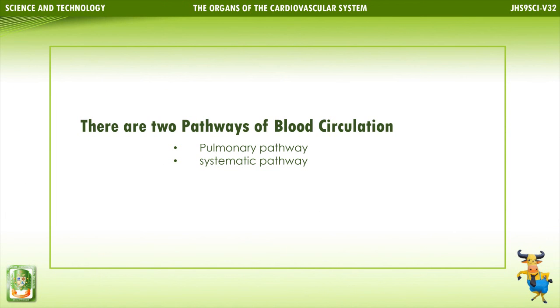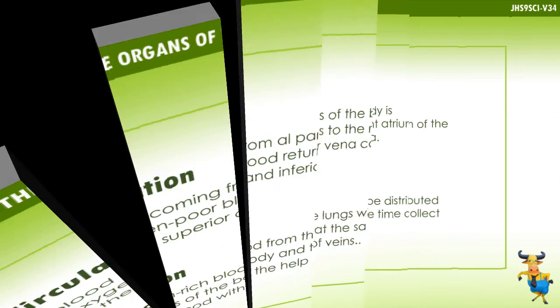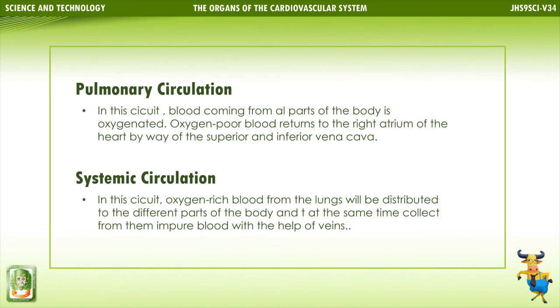There are two pathways of blood circulation: the pulmonary pathway and systemic pathway. Pulmonary circulation: in this circuit, blood coming from all parts of the body is oxygenated. Oxygen-poor blood returns to the right atrium of the heart by way of the superior and inferior vena cava.